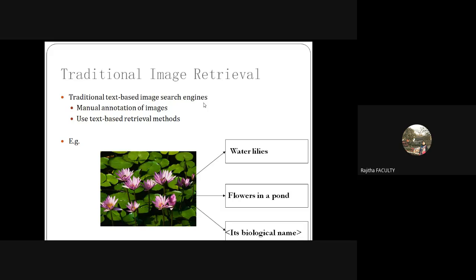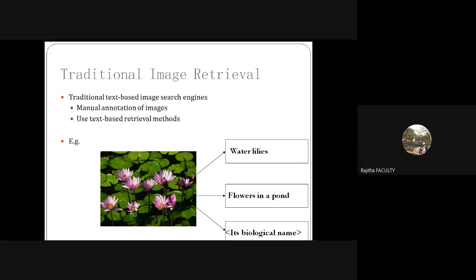Now, what does content refer to? Suppose I have one image like this. What is the content in this image? Looking with the visual eye, a human can say that there are some flowers in the water and certain green leaves floating in the water. It's a water pond with a tree and flowers in the color of lavender. This is how a human understands this image.